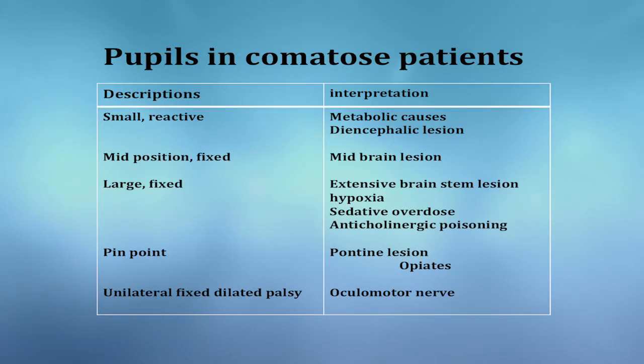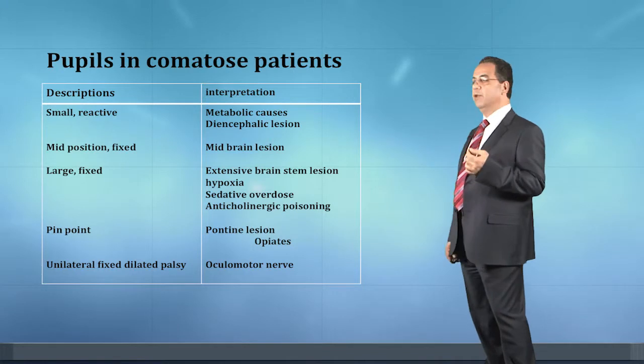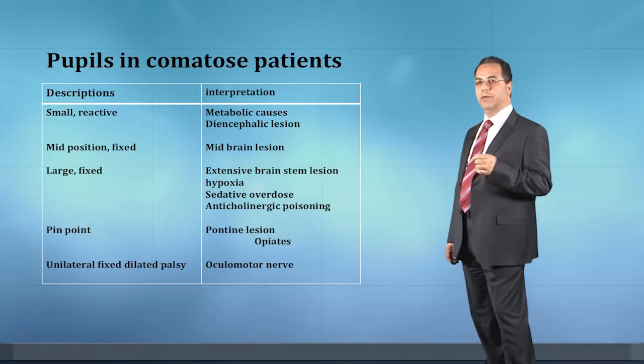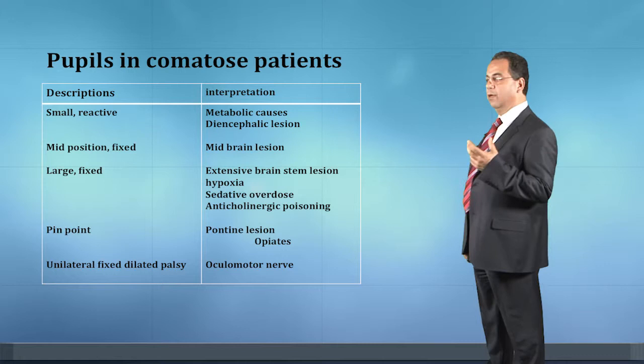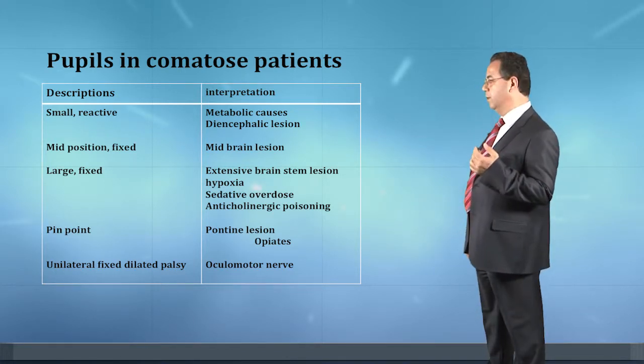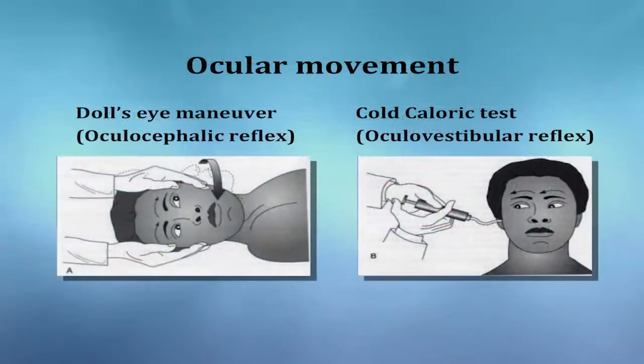Examining the pupils of your patient is very important and could give you valuable clues. A pinpoint pupil, for example, is typically an indication of a pontine lesion or hemorrhage, but also could be from overdose with opiates. Small reactive pupils can be metabolic or a lesion at the diencephalon level. A large fixed dilated pupil unilaterally is typically a result of a third oculomotor cranial nerve palsy. Mid-position pupils typically result from a midbrain lesion. This is the Doll's eye examination and the caloric testing.